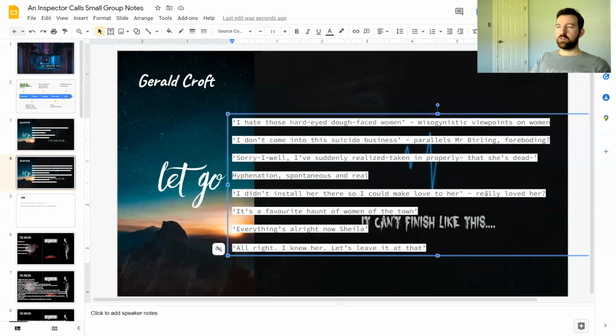It's a favorite haunt of women of the town. This is interesting as well because Gerald doesn't shy away from the fact that he's literally in a bar, the Palace Bar, which he knows is a place where there are prostitutes. It's kind of unusual, and it's something that a lot of students don't talk about, which I would recommend you do.